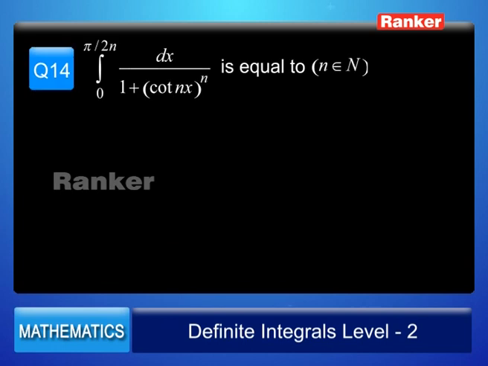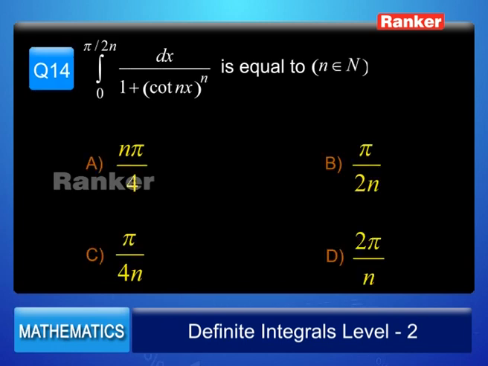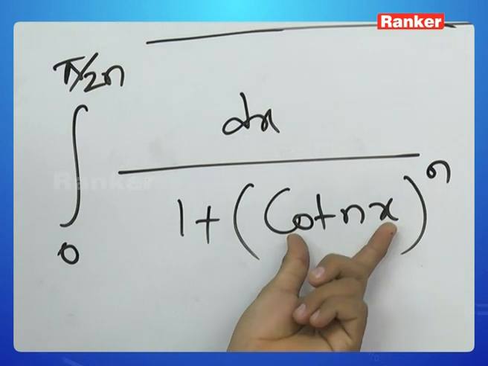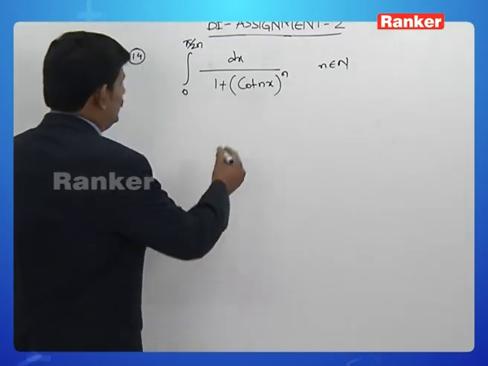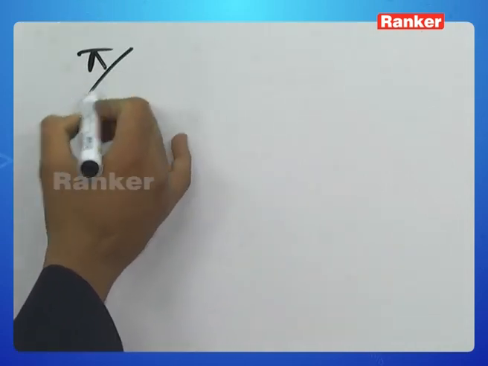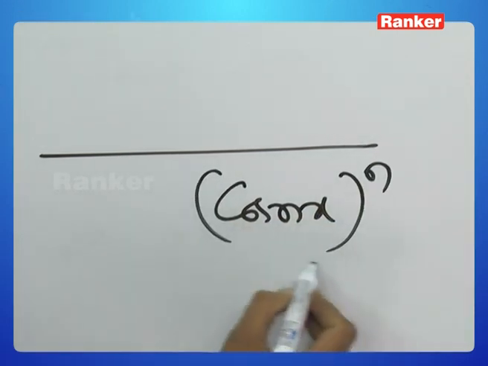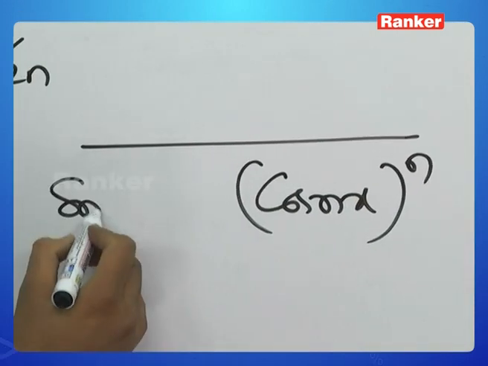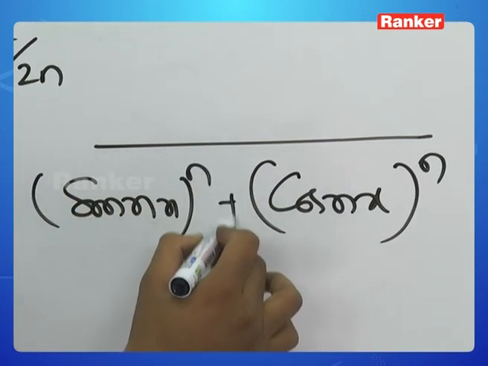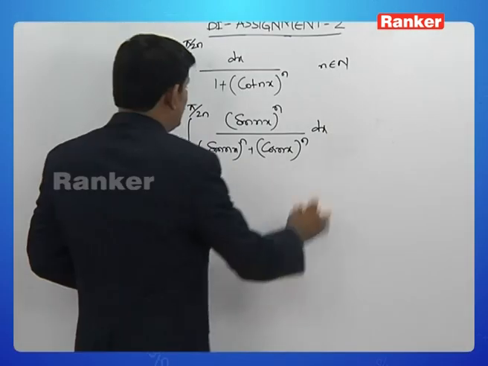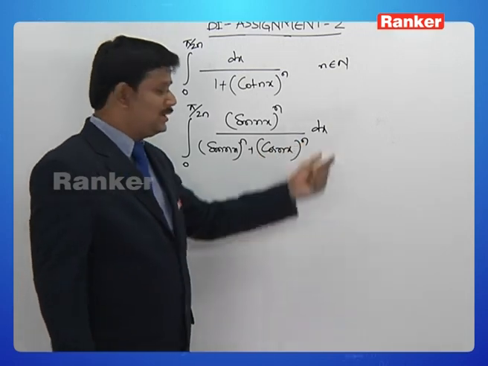Next question: integral 0 to pi by 2n, dx by (1 plus cot nx) power n, where n is a natural number. In this question, we can write cot nx as cos nx by sin nx. So, this integral becomes integral 0 to pi by 2n of (cos nx) power n by (sin nx) power n plus 1. When I take the LCM, (sin nx) power n comes here, and this (sin nx) power n goes up to become (sin nx) power n divided by (sin nx) power n plus (cos nx) power n, dx.